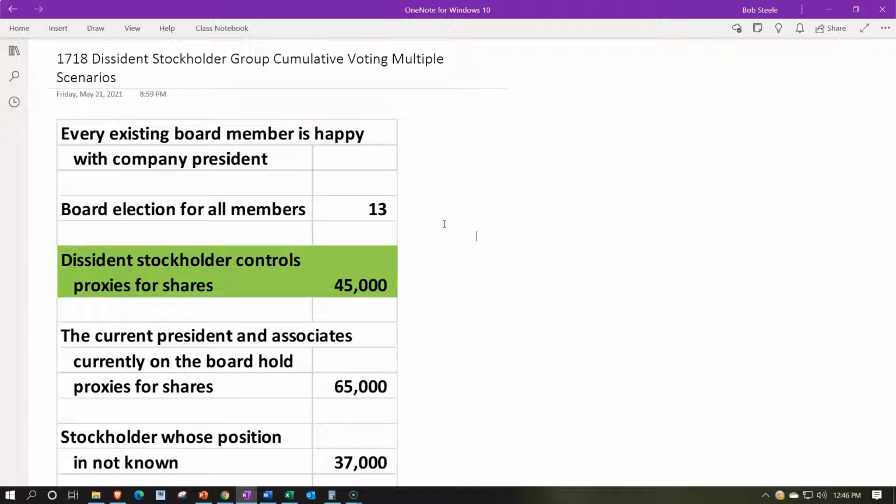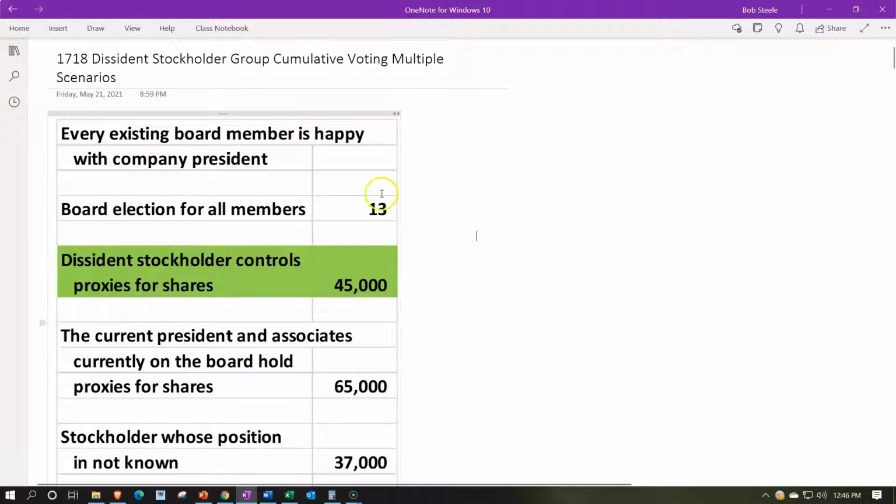So the scenario here: every existing board member is happy with the company president. We can kind of imagine this from the management perspective, top management, the president, the CEO, and so on. And you're thinking, what kind of worries does the top management of the company have? Well, of course, the people hiring them are the board of directors, and the board of directors is put into place by the owners in the form of votes from the shareholders.